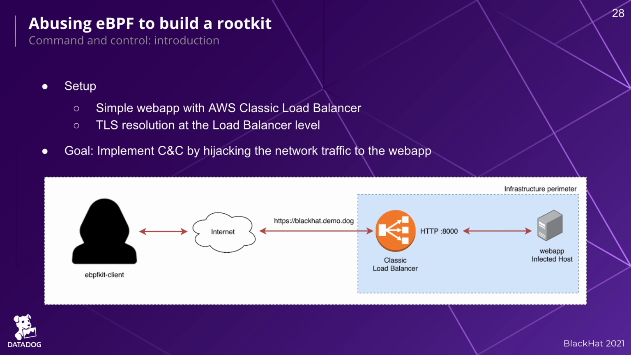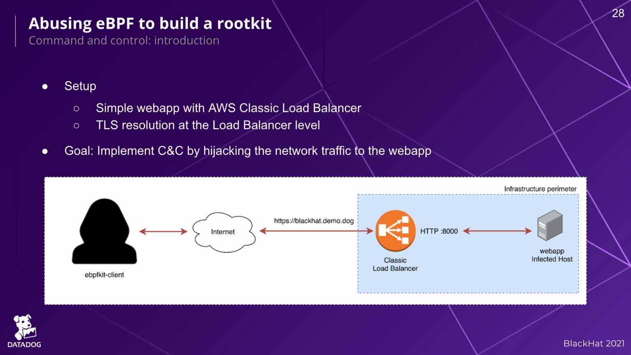So in order to show off this feature, we have set up a very simple infrastructure on AWS. A simple web app was installed on an EC2 instance, and we used a classic load balancer to redirect HTTPS traffic to our instance over HTTP. The IP address of the load balancer is resolved from the blackhat.demo.doc DNS name. In other words, the TLS termination is done at the load balancer level, which means that HTTP requests are sent to our instance unencrypted. So our goal is to implement C&C by hijacking the network traffic to our web app.